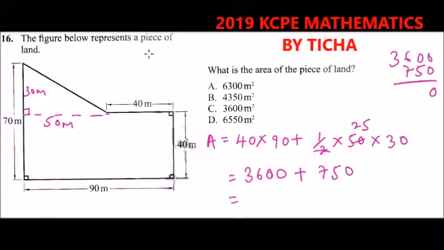You add 3,600 and 750, you'll be able to get 0 plus 0 is 0, 5 is 5, 6 plus 7 is 13, carry 1, 4, 3. So this is equal to 4,350 meters squared. And if you check your answer it is B. So that's the correct answer. That's the secret of working out that question.